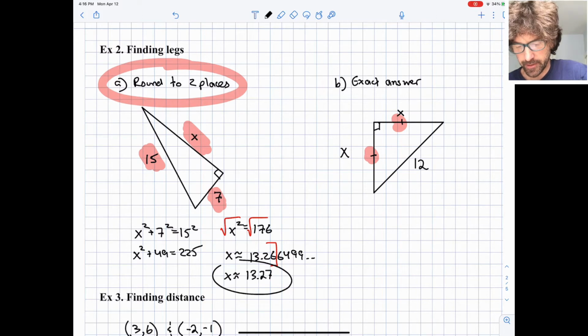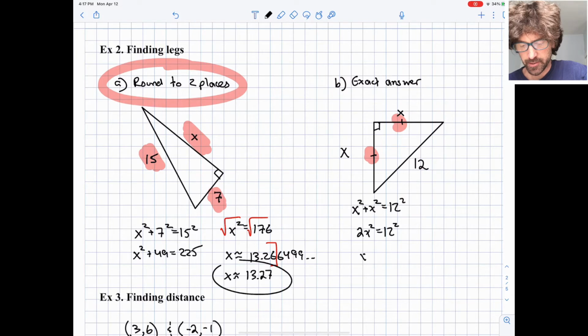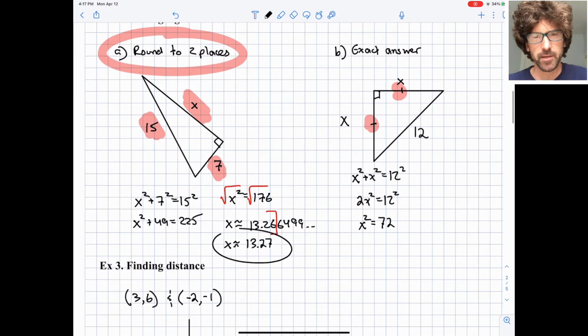And we can write out the Pythagorean theorem. We can say x squared plus x squared equals 12 squared, meaning that 2x squared is 12 squared. So x squared is half of 12 squared. 12 squared is 144, so let's chop that in half, and we'll get a 72. Okay, we're going to work on simplifying this square root, and to do so we need to think about factors of 72 that are perfect squares.